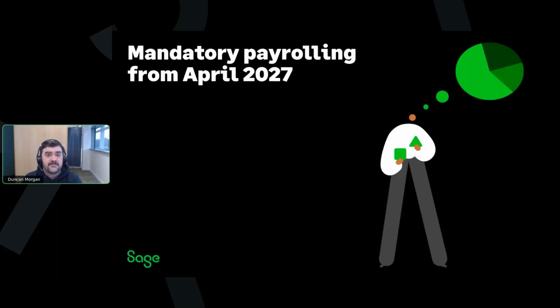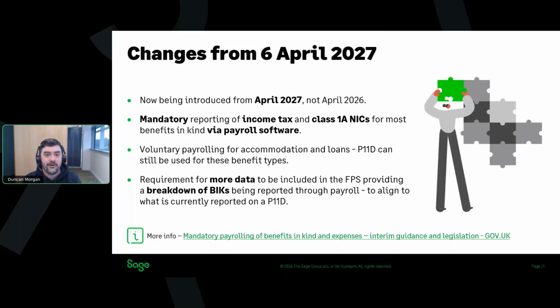So all of that is how it currently works under the voluntary arrangements for payrolling benefits. But as I'm sure you'll be aware, the government have announced that there will be mandatory payrolling of benefits from April 2027. So I'm just going to give you a summary of how that works. And then we're going to bring in Steve, our product manager, who's going to tell you a bit more about our plans for the mandatory payrolling.